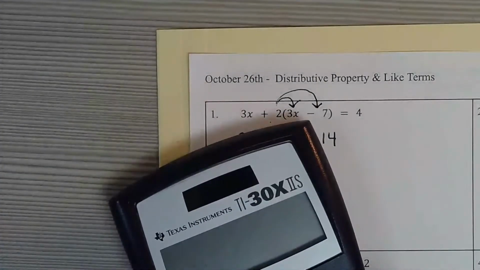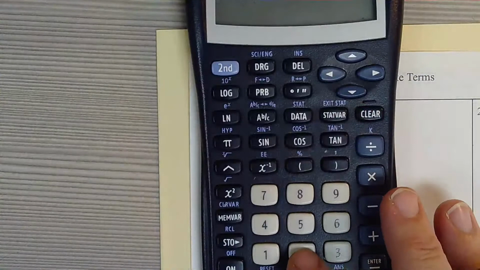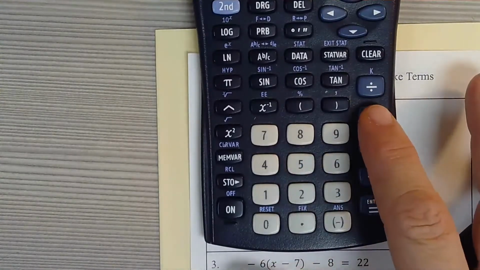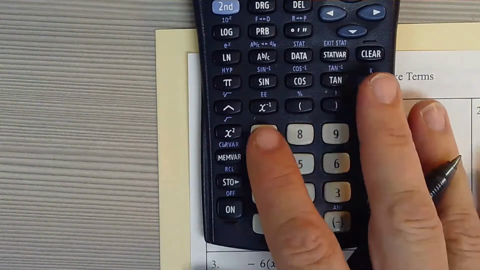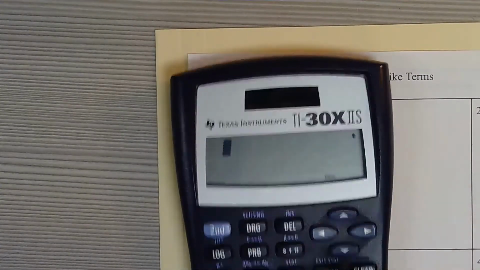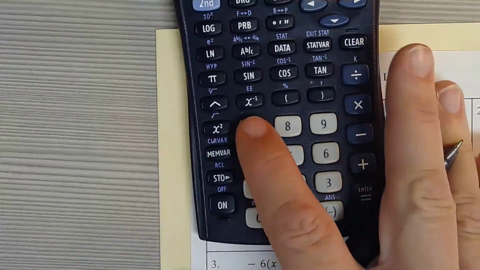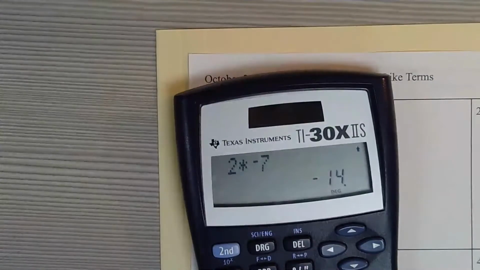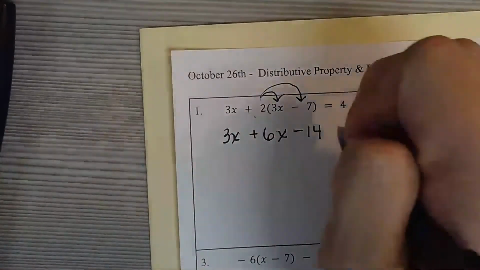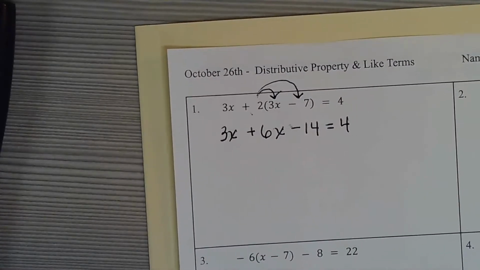Remember, you do get to use a calculator if you need it. So if you needed help with 2 times negative 7, use that calculator. Whoops, I guess I need to turn mine on in order for it to work, right? 2 times negative 7. All right, there is that negative 14 equals 4. All right, step 1, done, distributive property.